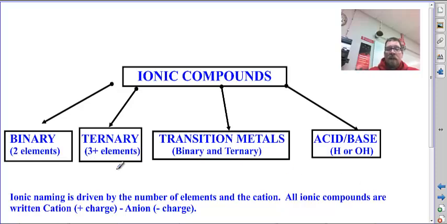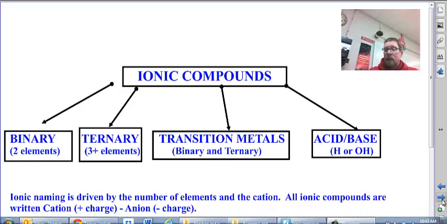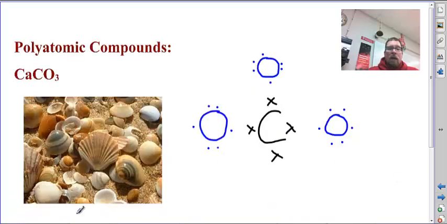Ternary compounds are still written cation, anion. It's still a metal and a nonmetal. What you notice, though, is a nonmetal is a group of elements for the most part. And let's give you an example. Here is the basis of a lot of shells, calcium carbonate. You can see you have calcium, carbon, and oxygen.